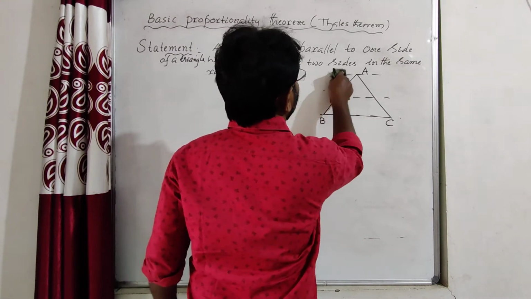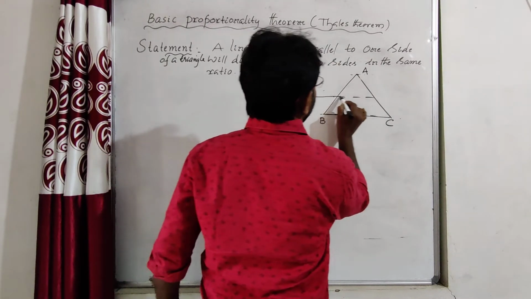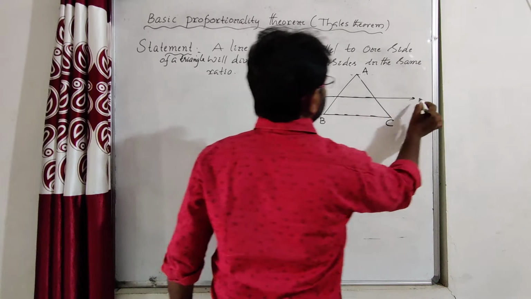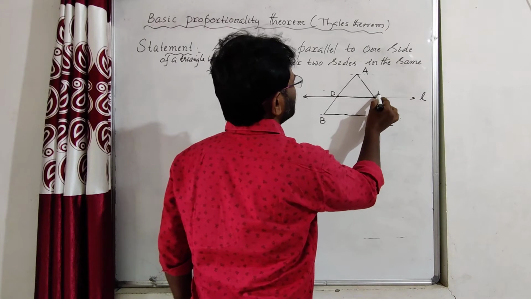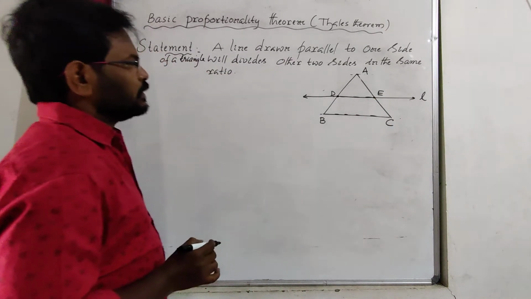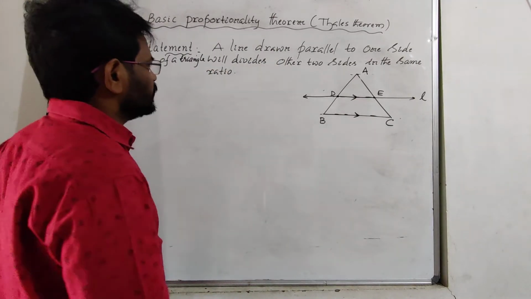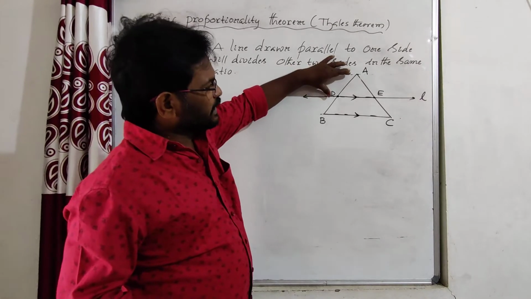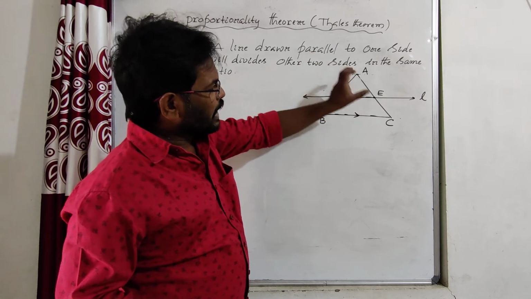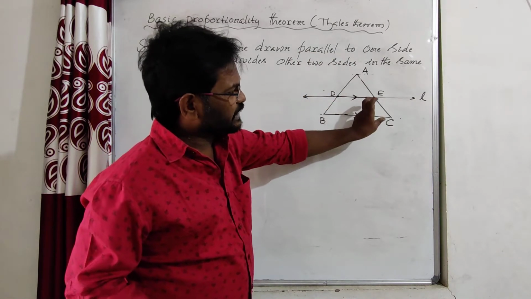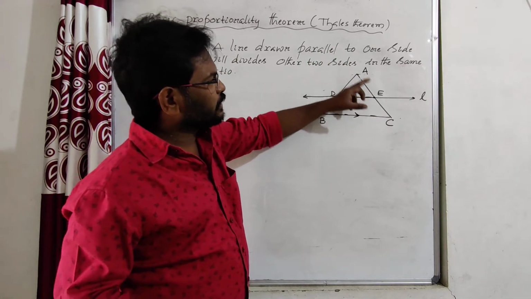See, this is a line L, which cuts AB at D, AC at E, and is parallel to BC. What we have to prove? It divides AB into two parts, AD and DB. This ratio is AD by DB. And it divides AC into two parts, AE and EC. This ratio is AE by EC. We have to prove AD by DB is equal to AE by EC.